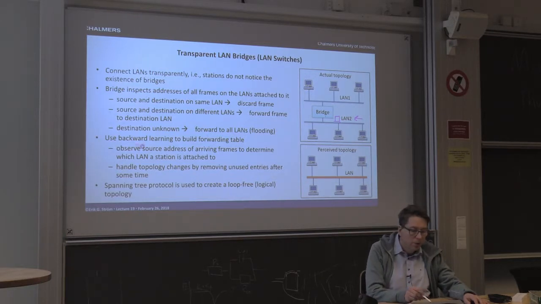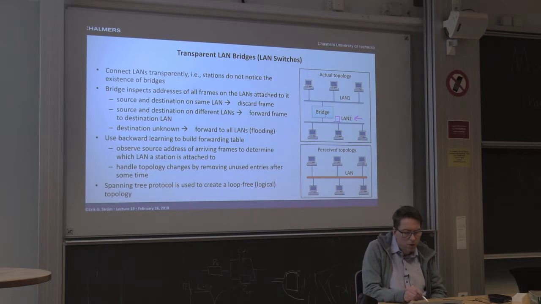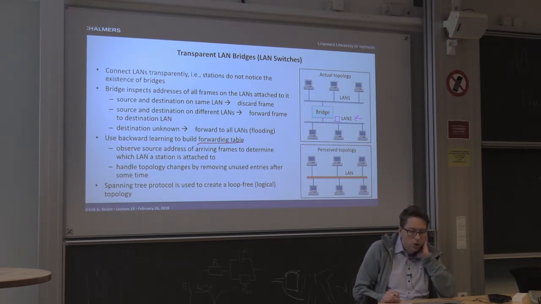So this backwards learning is used in order to build this routing table. It's actually called a forwarding table, so it's actually not a routing table, it's a forwarding table. So this is done by this backwards learning mechanism. I showed that in a lecture a few times ago, how that works.